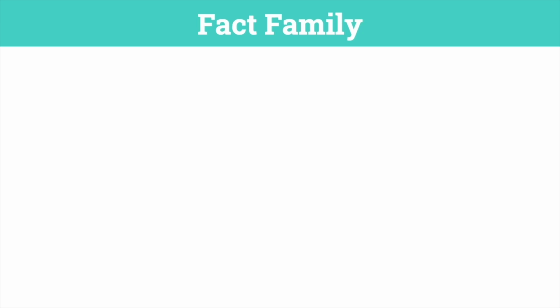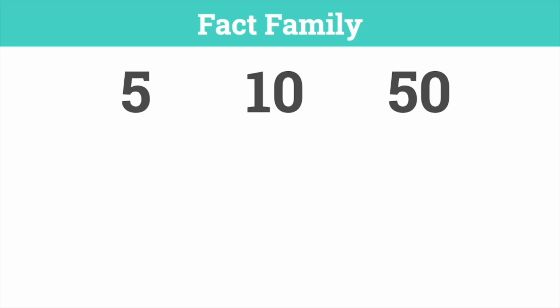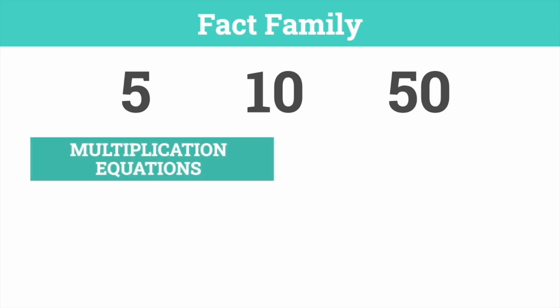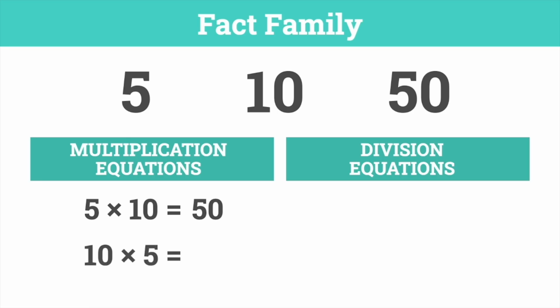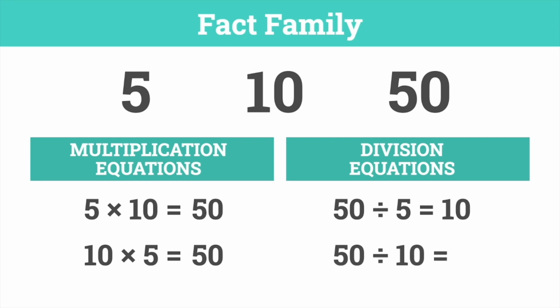Here are three numbers that make a fact family: 5, 10, and 50. This fact family has two related multiplication equations and two related division equations. Let's write them. If we multiply 5 by 10, it equals 50. And we can multiply 10 by 5 to get 50 as well. For our division facts, 50 divided by 5 equals 10, and 50 divided by 10 equals 5. Why do fact families matter? Well, they can help us fill in the equation in case one of those numbers is missing.